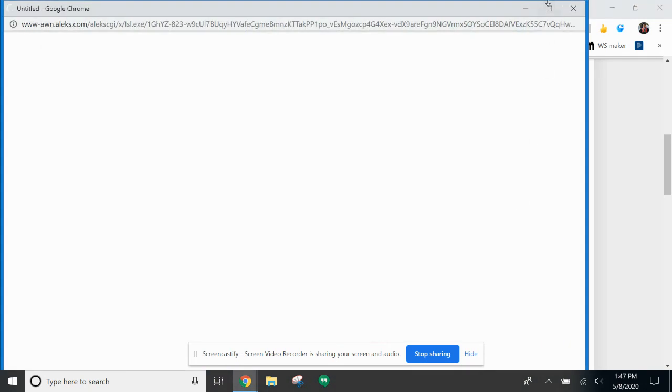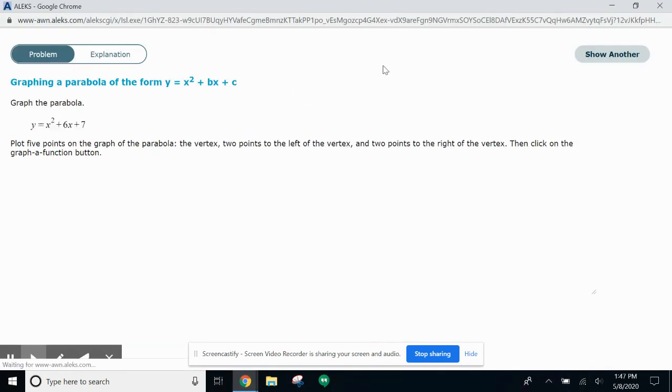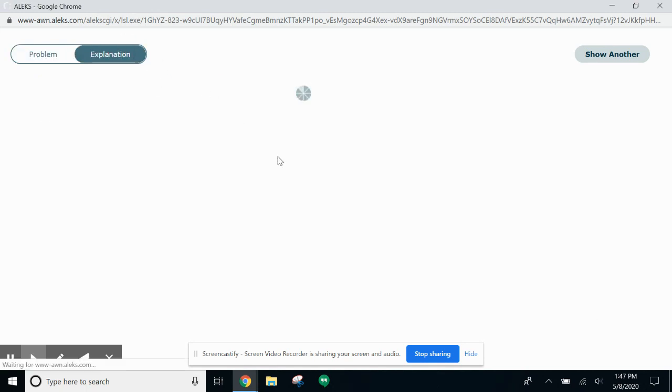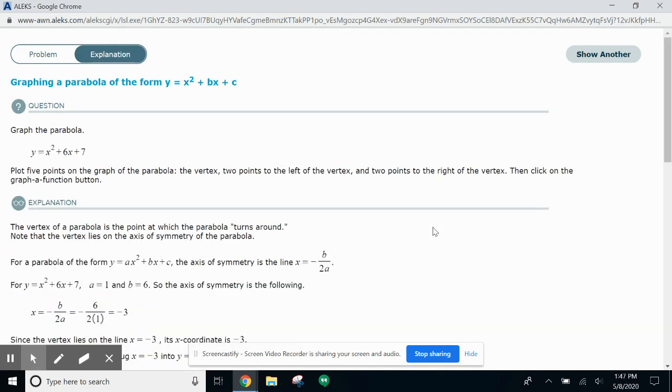Let's go to this third one here. This equation is going to be written in a different form. Instead of vertex form, it's more in the regular standard form, which is how we see most of our problems anyway. We're going to do the same thing: find the vertex and 2 points on either side. So we're going to use that table again, just like we did on the last one. But how to find the vertex is different because it's in a different form.